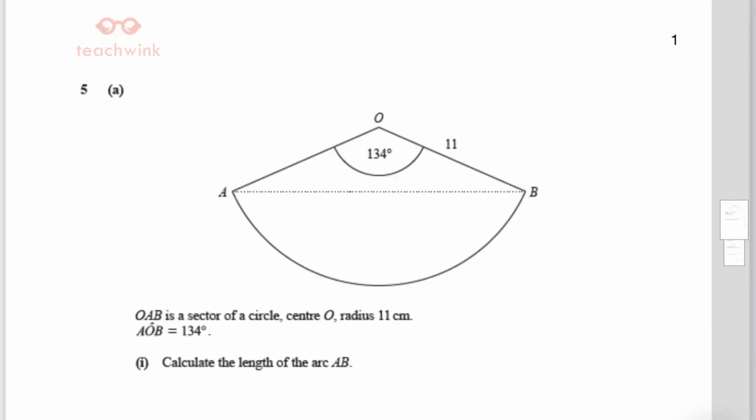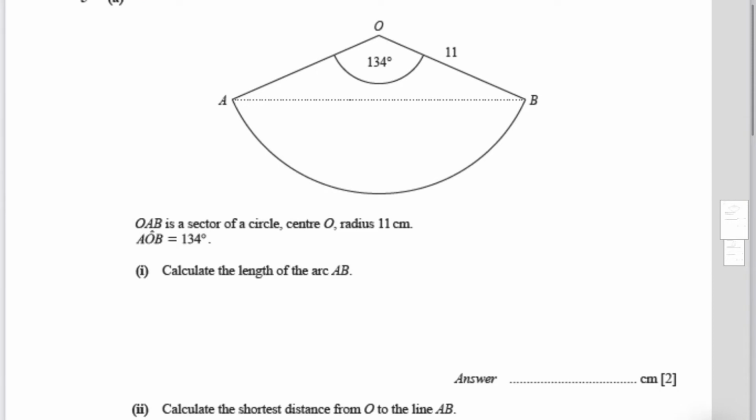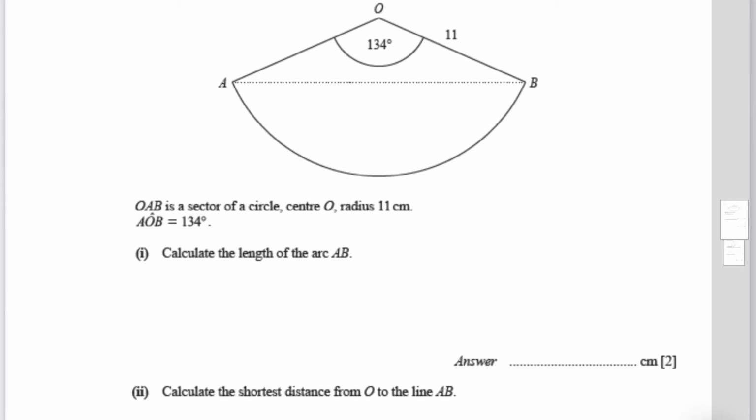So let's start. In this question, they've given us a sector of a circle OAB with the center O and a radius 11 centimeters. AOB is equal to 134 degrees. Part 1 says calculate the length of the arc AB. That means we have to find the length of this arc right here. How do we find that?